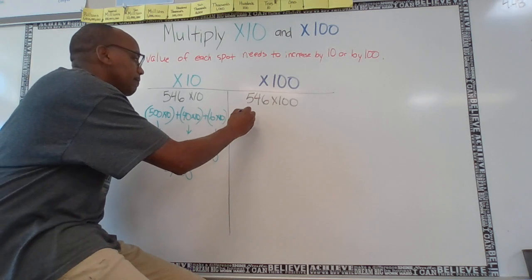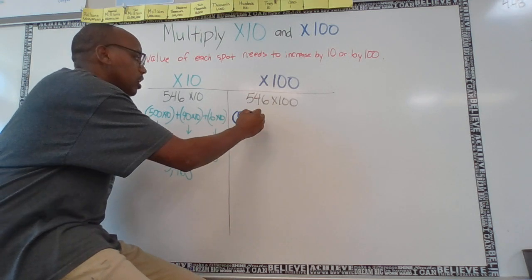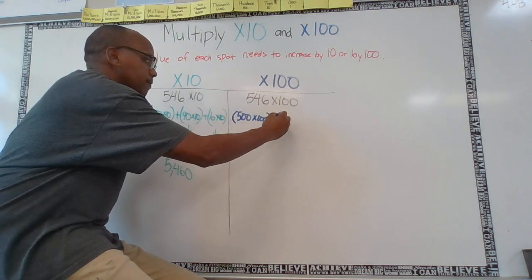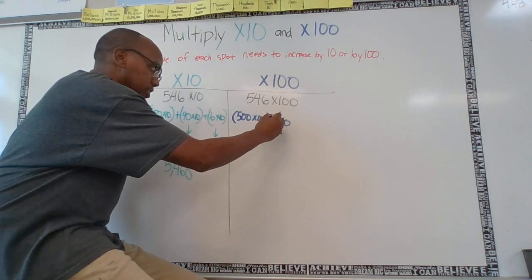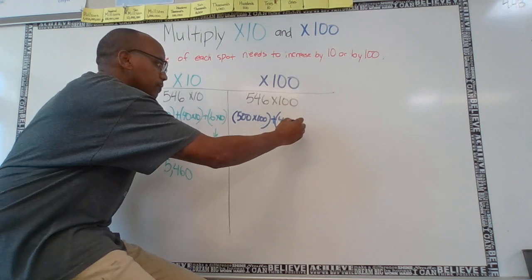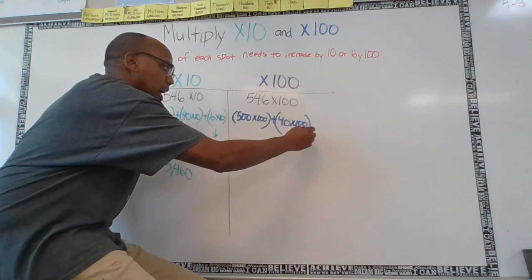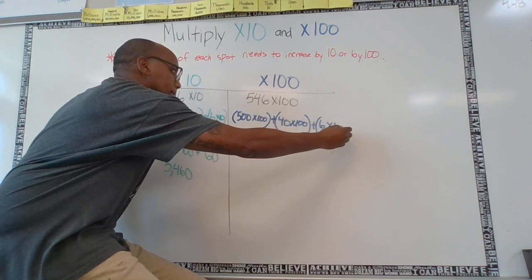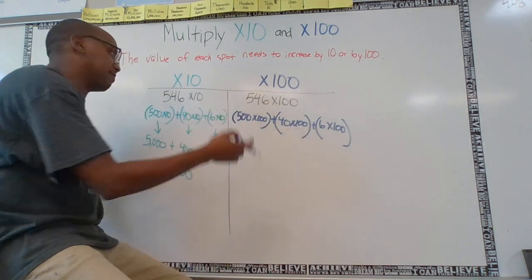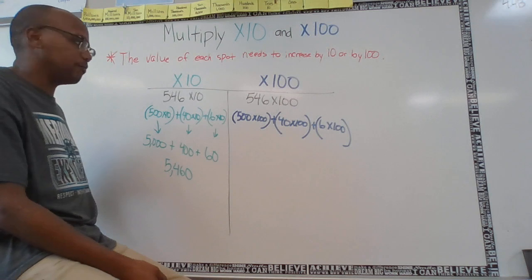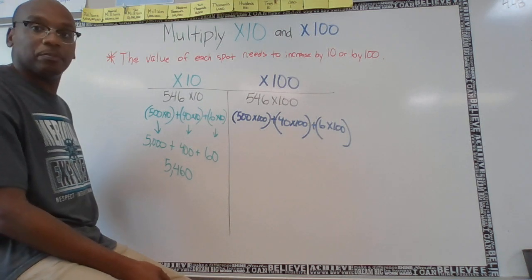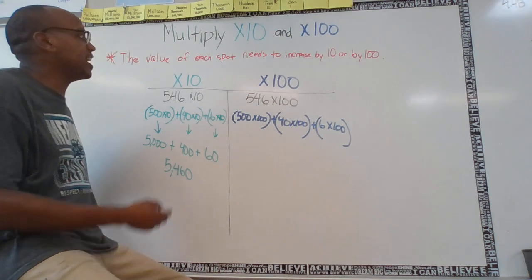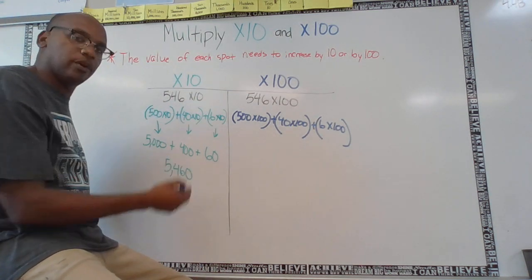So this will be 500 times 100. Oh, there's a plus sign in the middle. This will be 40 times 100. And plus, this will be 6 times 100. All right, I've separated 546 into 500, 40, and 6, and then I've multiplied all of them times 100. All right, I've increased the value of each spot by 100.